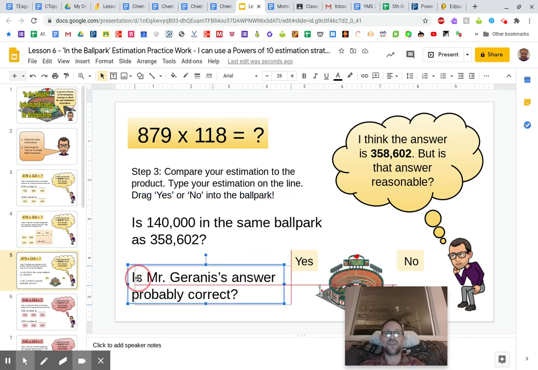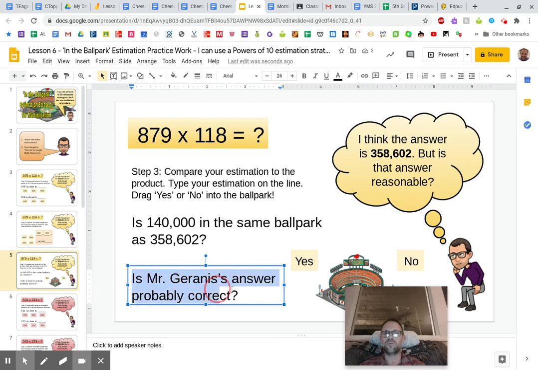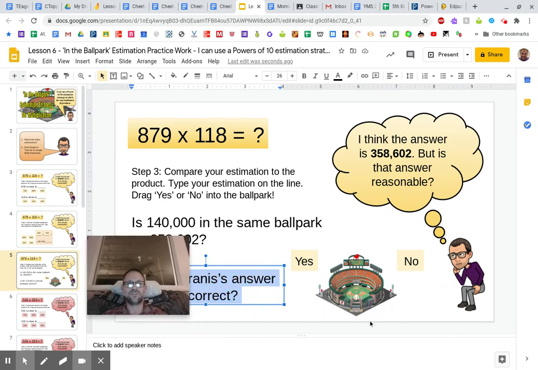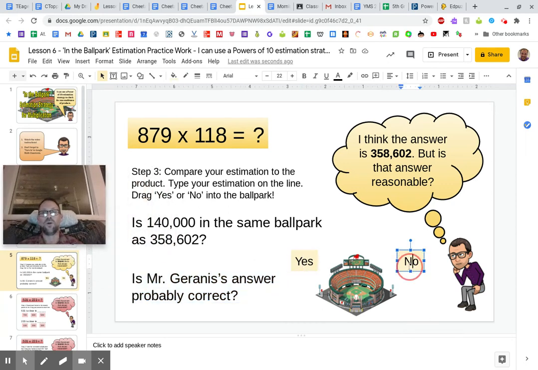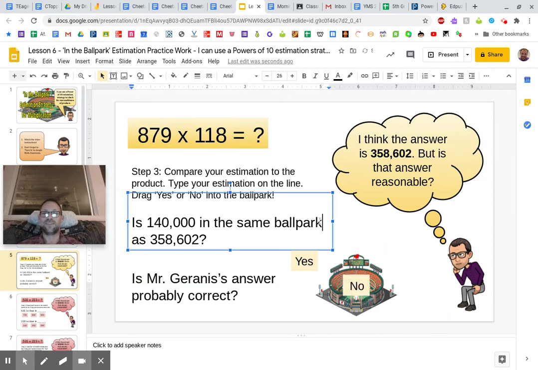And that's where you answer your final question of a section right here. Is Mr. Gironis' answer probably correct? In other words, is he in the ballpark? And I think this is the coolest part of the lesson. Check it out. Now you actually drag the words yes or no into the ballpark. So if you think no, he's not in the ballpark, then you put a no in the ballpark. Kind of cool, huh? All right. And then you repeat the process.